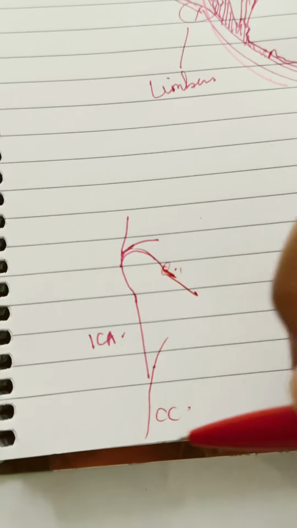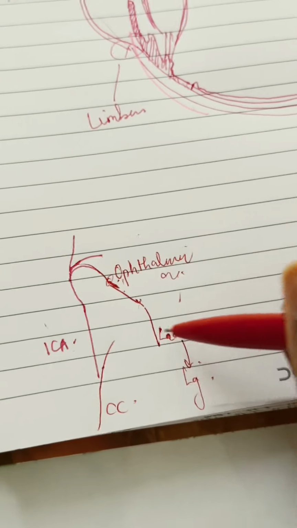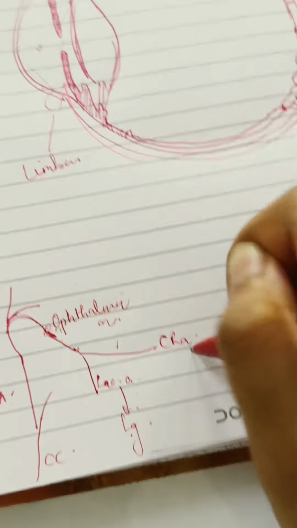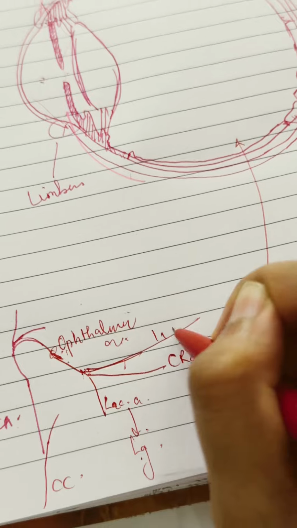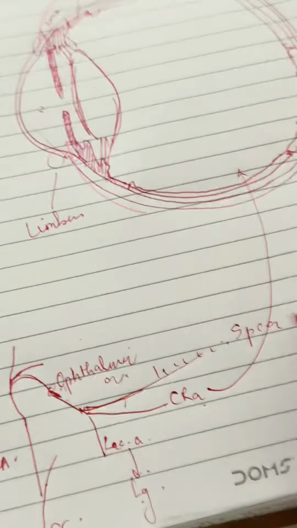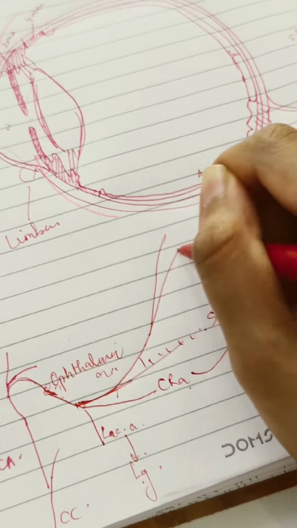Blood supply, we have the internal carotid artery. One of its branches is the ophthalmic artery. It gives off a lacrimal artery which goes to the gland. It gives a central retinal artery which will supply the retina. It gives off around 10 to 20 short posterior ciliary arteries which will supply the uvea. It gives off 2 long posterior ciliary arteries.